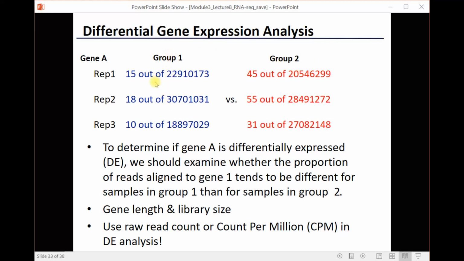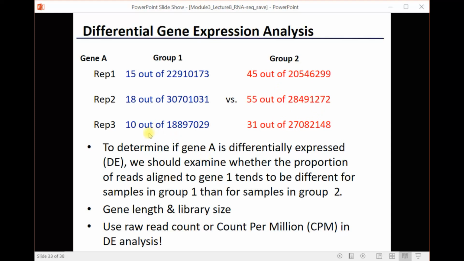So anyway, in group 1, for gene A, we have the raw read count, and this 22 million or 30 million or 18 million is the total mapped read. And in group 2, similarly, 45, 55, and 31 are the raw read counts for gene A, and the second numbers, 20 million, 28 million, and 27 million, are the total mapped reads in the library.